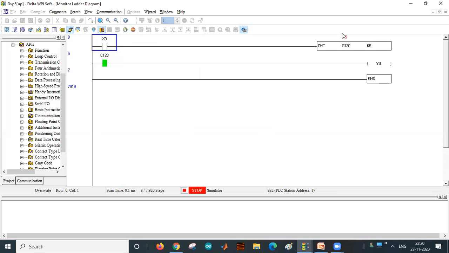Because of that reason, we have to clear this C120 whenever the target is reached. Okay. After reaching the target, if you do not clear the value, then what happens? It will count from that 500 to 501, 502, like that it will count. So whenever it reaches the target, you have to reset the counter.